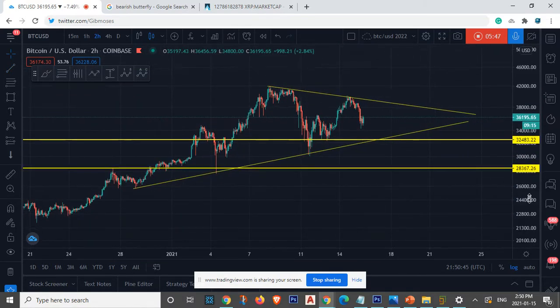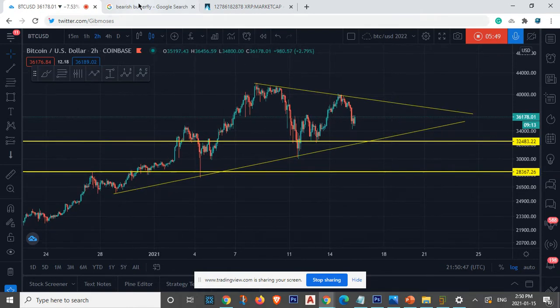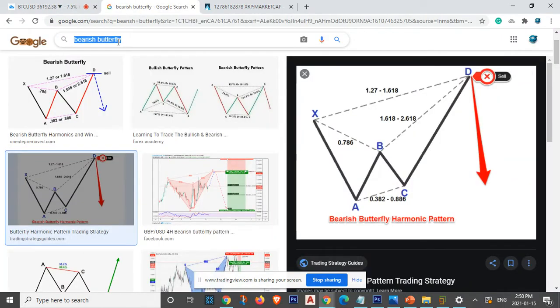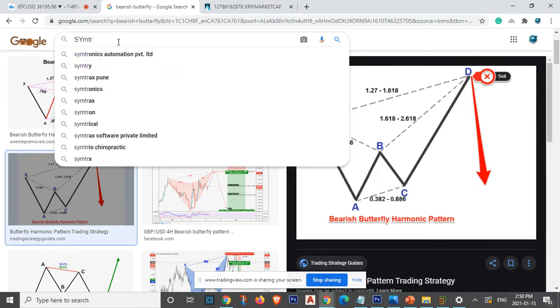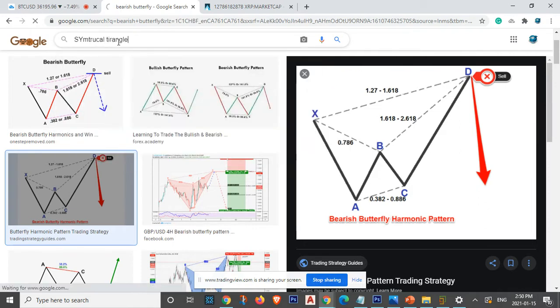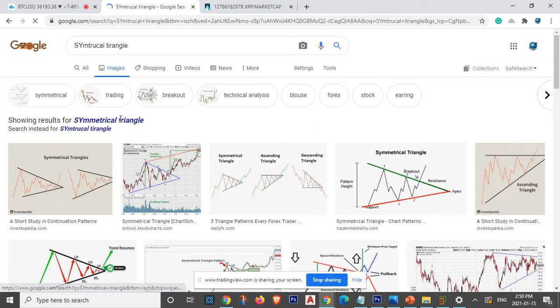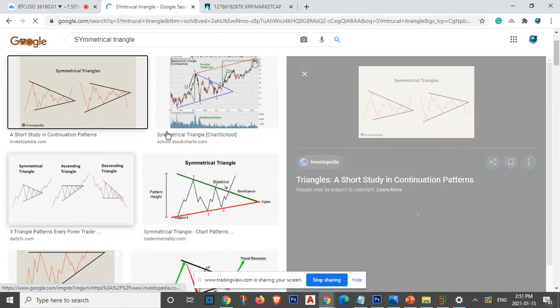So, symmetrical triangle. I recommend you guys search it up. I'll put it up here. Symmetrical triangle. I spelled it wrong. I don't care. I mean, we're here for the money, right?